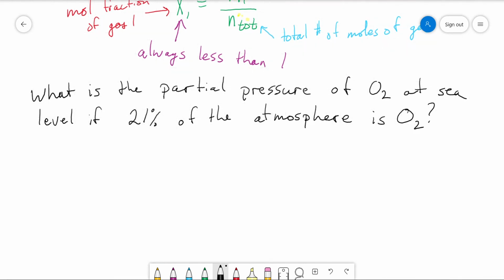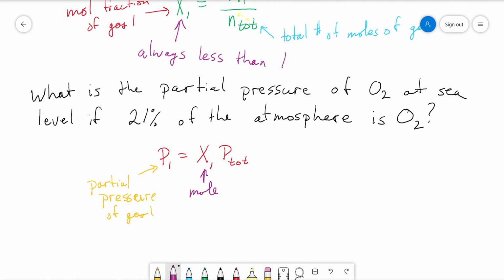Oh, I forgot to give you another equation that derives directly from that mole fraction equation. Sorry about that. I'll just give it to you right now. Partial pressure of gas 1 is equal to the mole fraction of gas 1 times the total pressure. So basically we can interchange pressure and moles in these equations. So that's the partial pressure of gas 1, mole fraction of gas 1, and that's the total pressure. And what units do we need for pressure? Doesn't matter as long as they match.